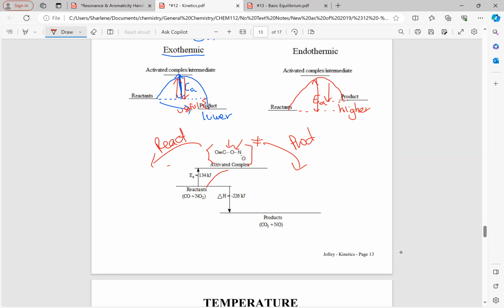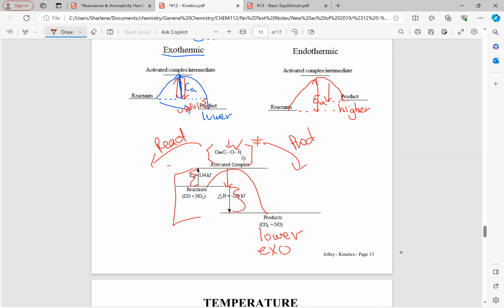So up we go, and then down we go. So this one is lower. And if we're talking about heat, it would be exothermic or exergonic, meaning energy comes out. Here's how much you have to pay. Okay, there's the activation energy. Here's how much you get back out, and here's your extra.